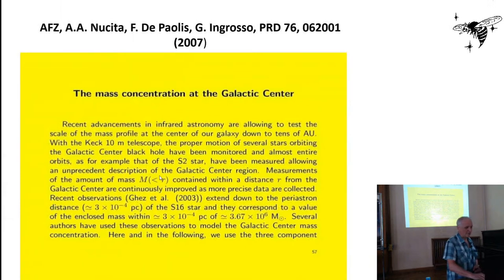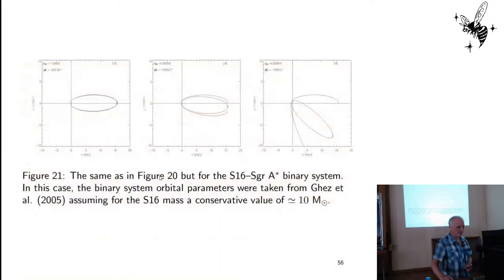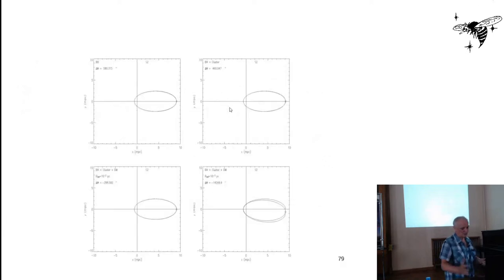A few words about theory, about extended mass distribution. You know that there is a relativistic precession. But if there is an extended mass distribution, in this case you have a shift in the opposite direction with respect to the relativistic one. If only 10% of mass is an extended mass distribution, you have a shift in the opposite direction. In this case, there is a very strong constraint on extended mass distribution in a stellar cluster or dark matter.